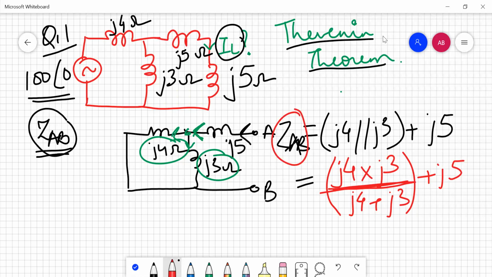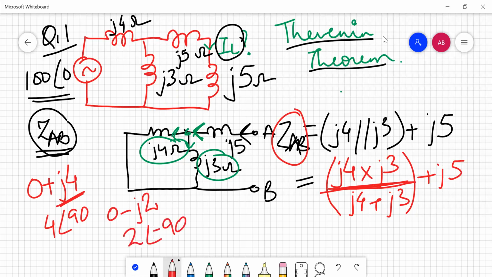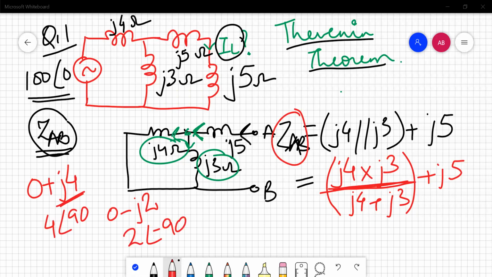Now always keep in mind that if we have only an imaginary term and there is no real term with it, then after converting it, it directly becomes 4 angle 90 degrees. And if we have something negative, like 0 minus j2, it will become 2 angle minus 90. Let's cross verify it using our calculator. It will be applicable for all the imaginary values like j4, j5, j10, whatever it is. So let's convert into polar. You have to feed the real component as 0.